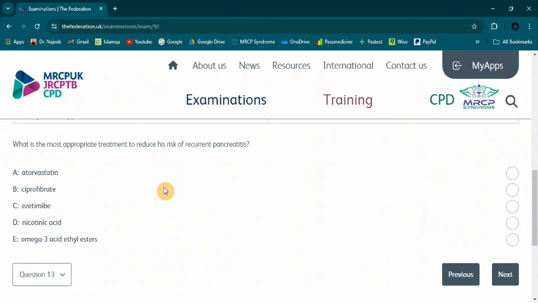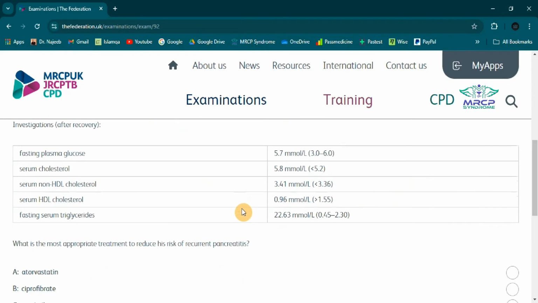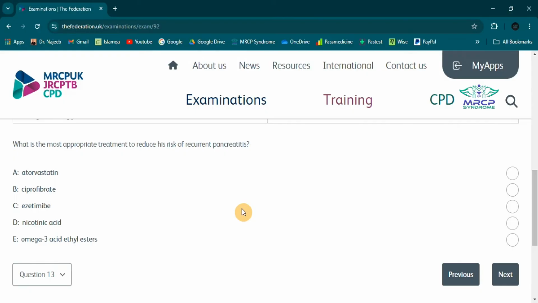So for the most appropriate treatment, we need to fulfill two criteria. We need to reduce the triglyceride level, which will be critical to prevent recurrent episodes of pancreatitis. And we also need to address the additional dyslipidemia. So which one should be the most appropriate treatment here? Fibrates. Yes, we'll be going for the fibrate.